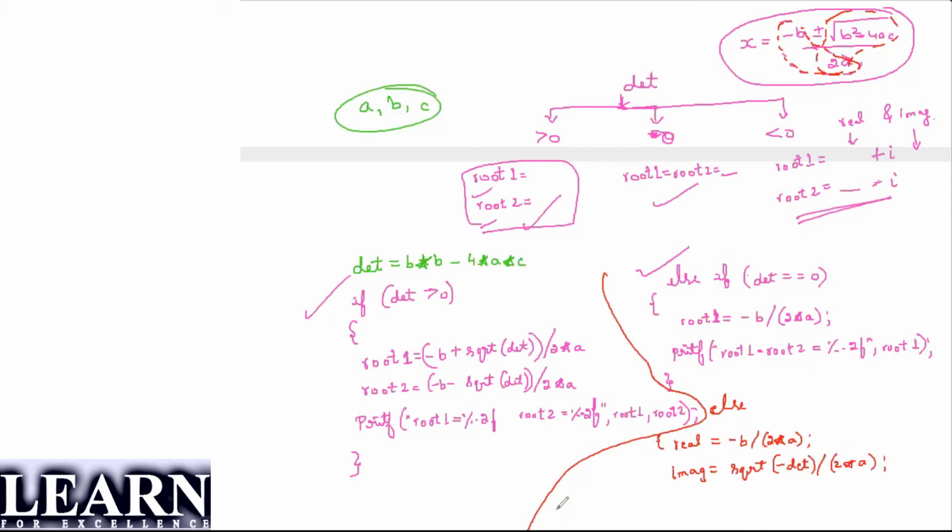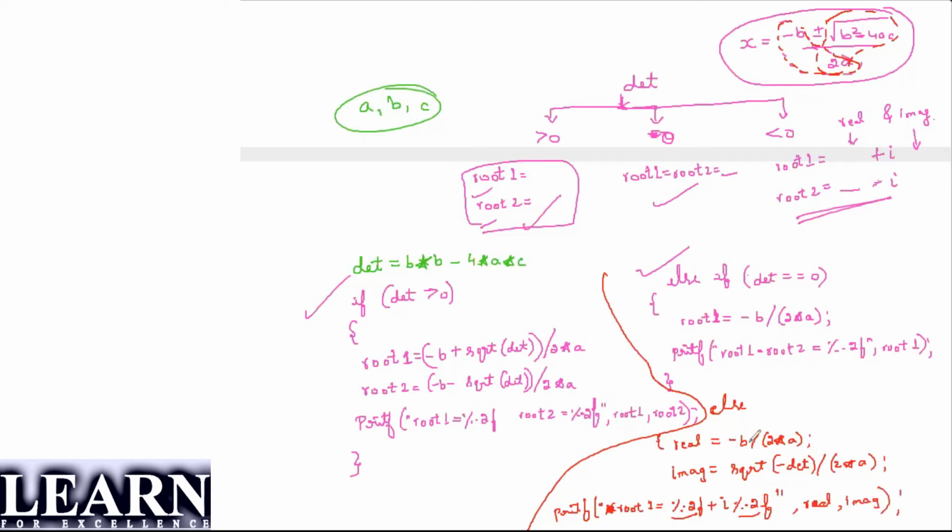Right? Now what is the printf statement? Please make a note of this. Printf statement will be the first one, root 1. Root 1 is equals to, similarly you write it for the root 2 also. Root 1 equals to, what is the first case? Percentage point 2f, right? Plus i, percentage point 2f. Okay, I'm just explaining this one. What is this percentage point 2? This is nothing but real. And what is this percentage point 2? This is nothing but imaginary.